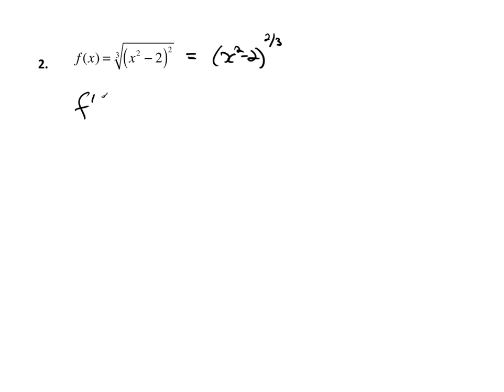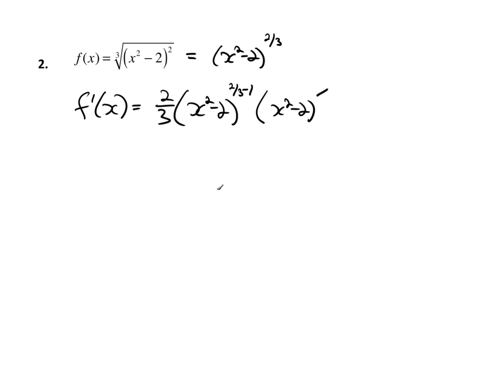So f prime of x will be equal to 2/3 x squared minus 2. So the 2/3 minus 1, well, I'm going to write that. 2/3 minus 1, obviously that's a negative 1/3, times x squared minus 2 prime.